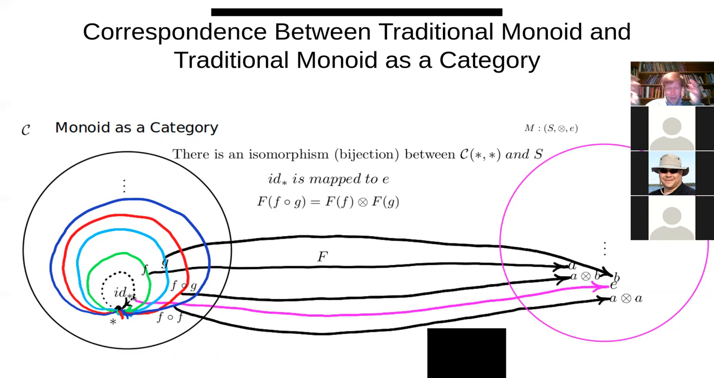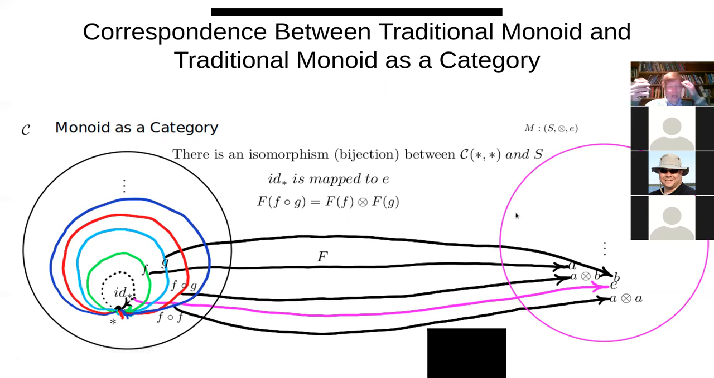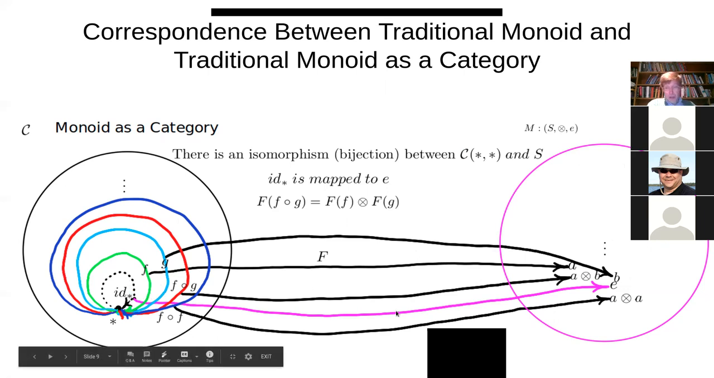I'm trying to indicate a correspondence here. This monoid as a category is this. It represents it in a kind of funky way, but it's the same thing. It's just different labels for things, different names for things, but it's the same. The rose smells just as sweet by any other name. So this plays the role of E.